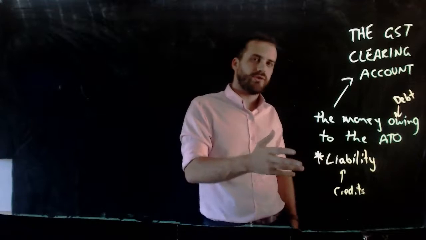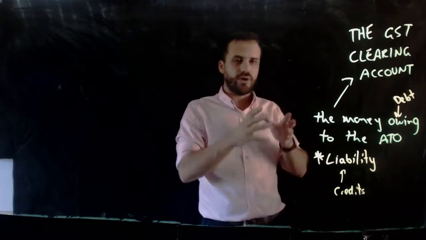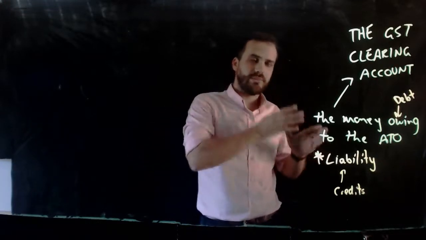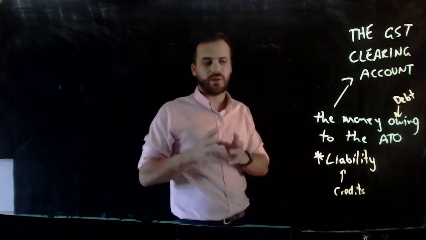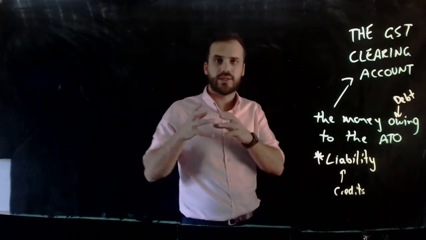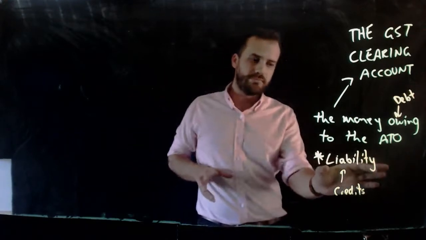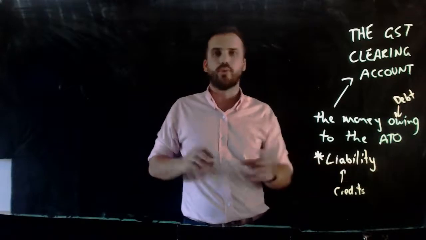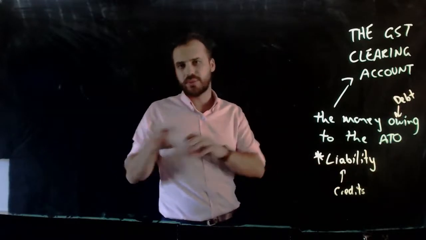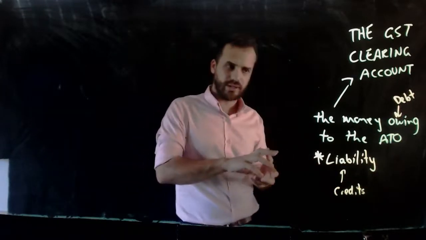Now that isn't a problem for us, because remember that liabilities are credit accounts, but there's no reason that we can't debit a liability account. We debit and credit accounts all the time. So we can actually have a liability where we owed money. That just means that the debit account's greater than the credit account.